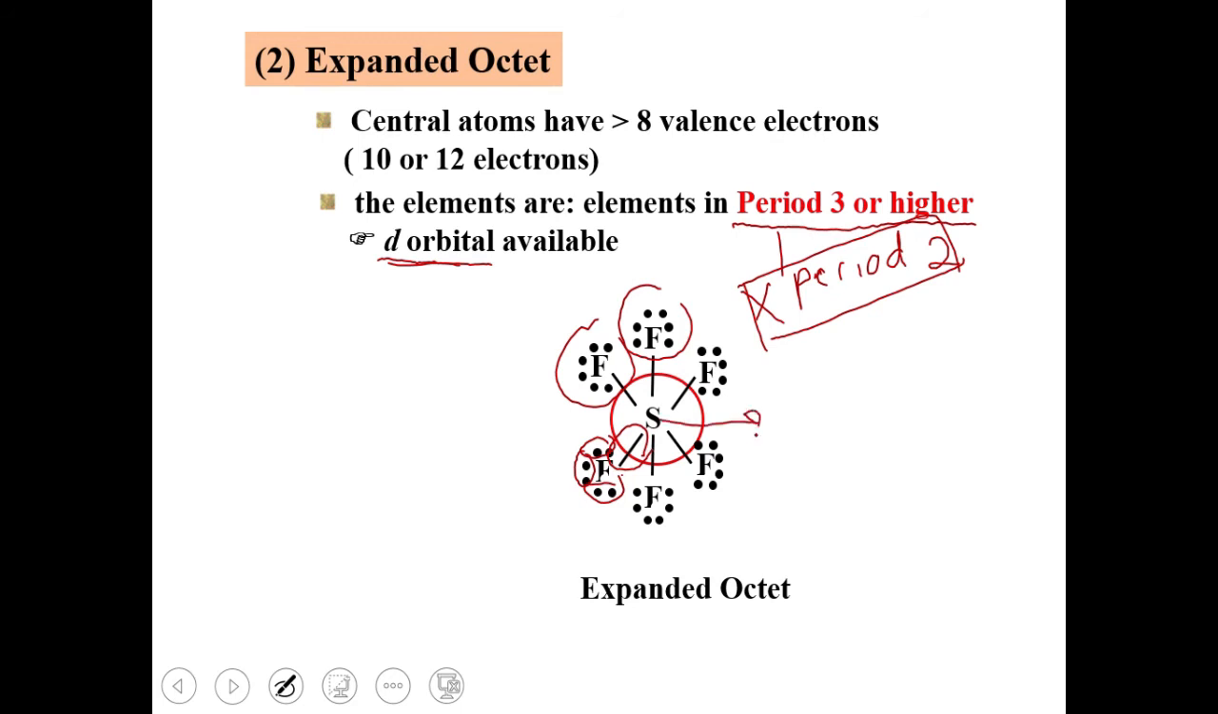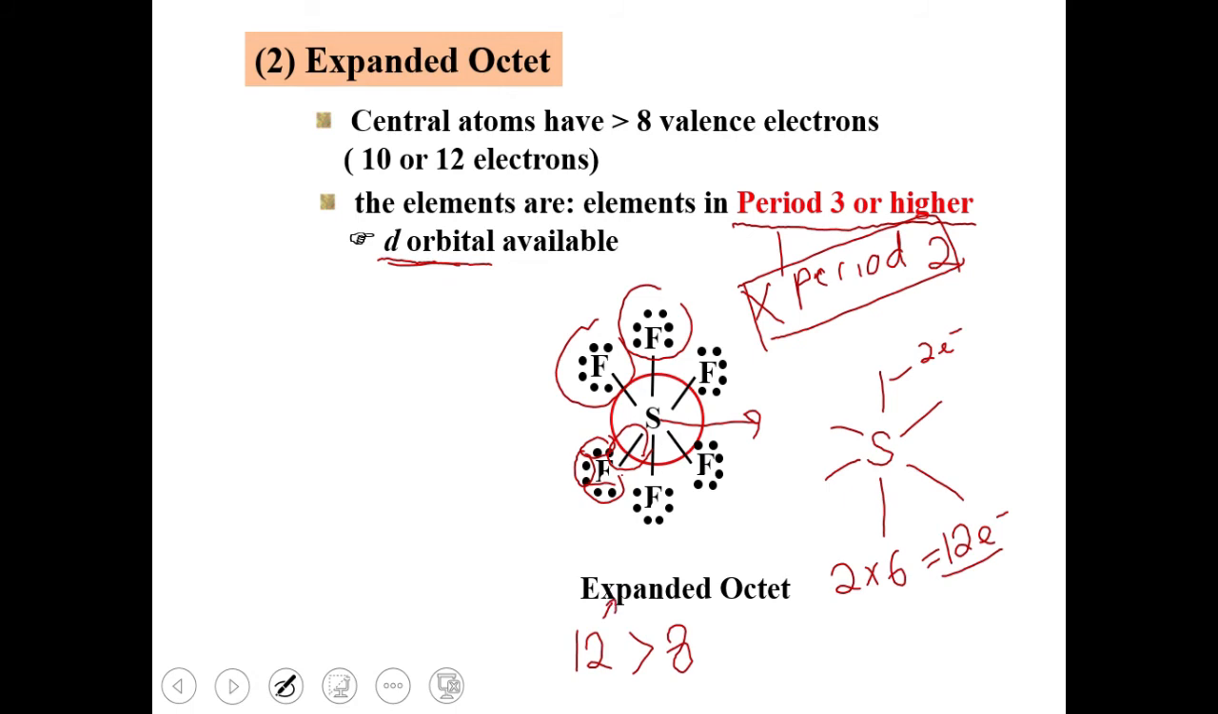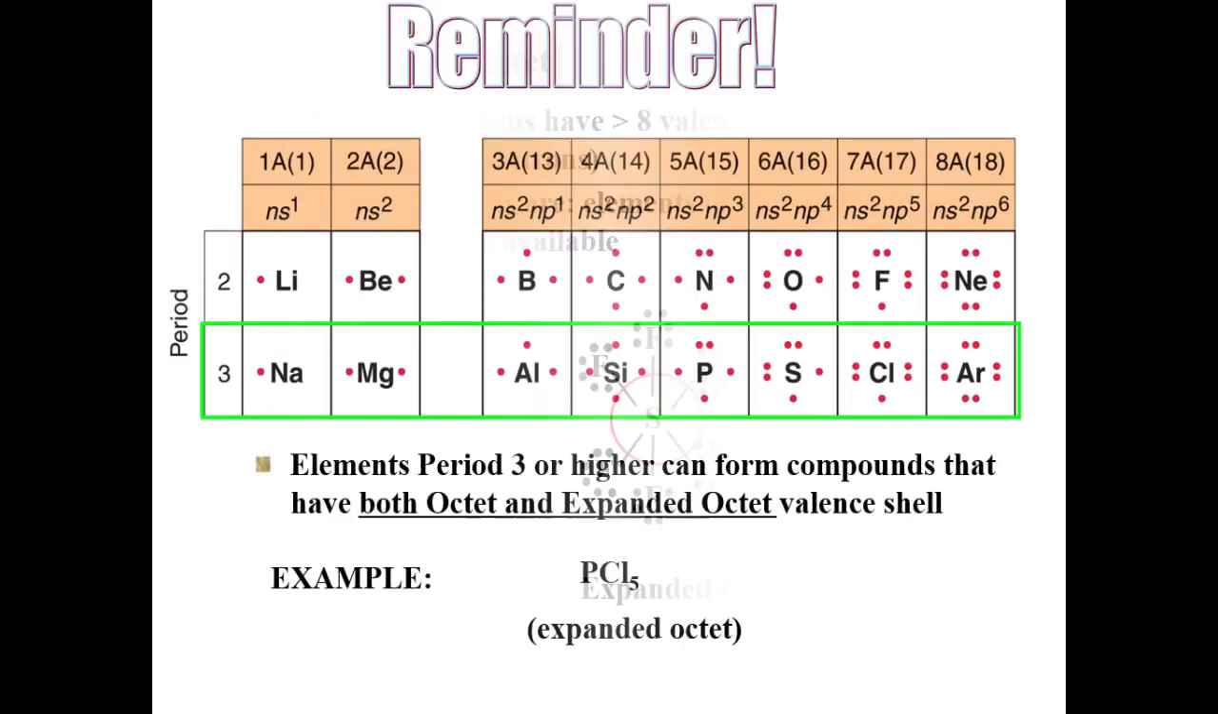What about sulfur? Sulfur, you have S. Sulfur does not have any electron dots around it, but it has 6 single bonds. 1 single bond contains 2 electrons, so 2 times 6, you have 12 electrons around it. When you have 12, more than 8, this is expanded octet.